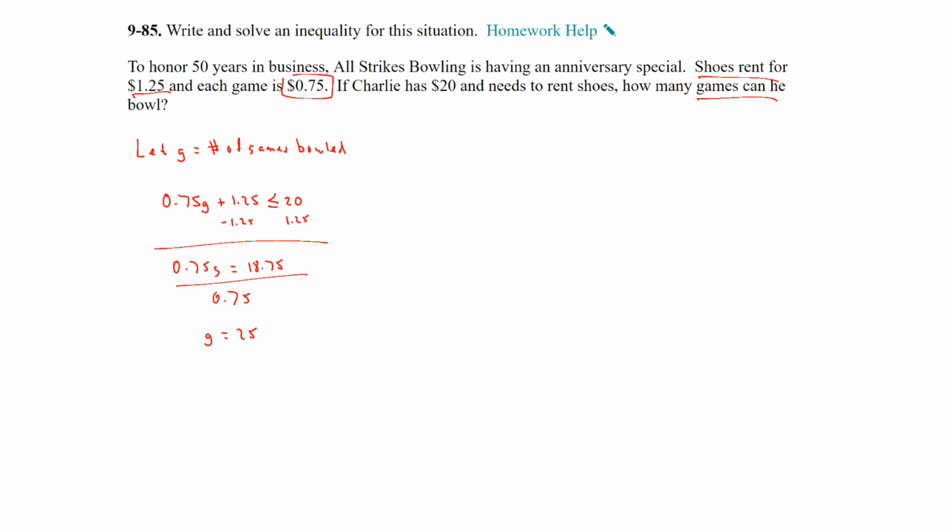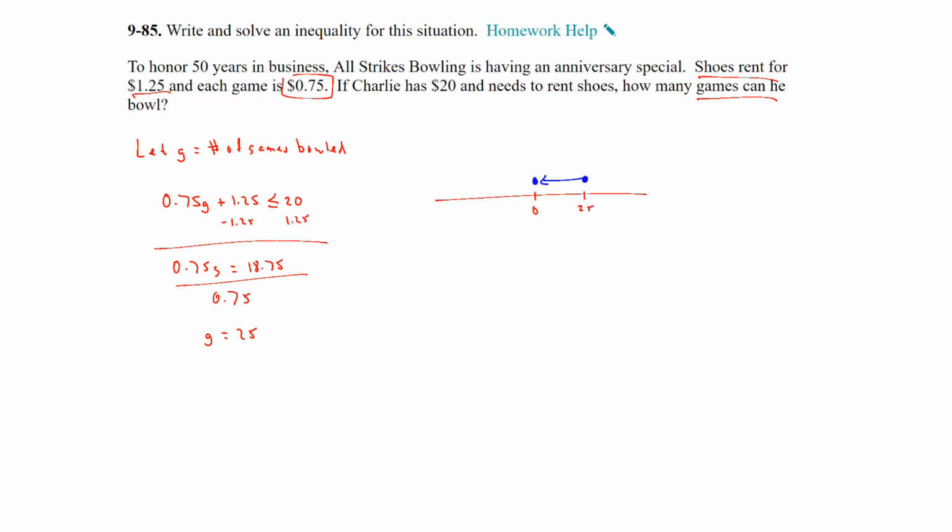Now, how many games can he bowl? It came out to be a nice number, 25. Remember, we need to look at the inequality sign: he has to spend less than or equal to 20. We can also create a number line and test a point. But if you think about the application, 25 games is going to cost $20. If you go 26 games, then obviously that would cost more. So we're only looking at values that are less than or equal to 25.